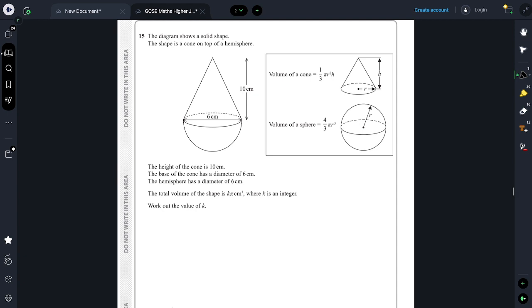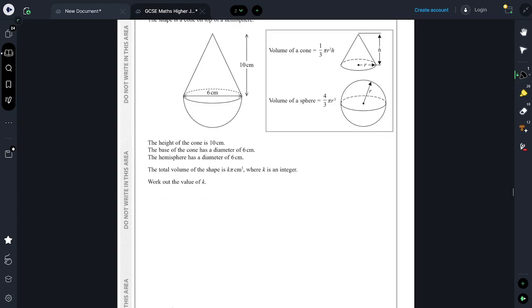The height of the cone is 10, this h here. The base of the cone is diameter 6. The hemisphere is diameter 6 here. The total volume is k pi. Work out the value of k. Okay, this is actually fairly nice because we give you all the formulas you need here. So it's just simply working out the missing dimensions, the values, right?